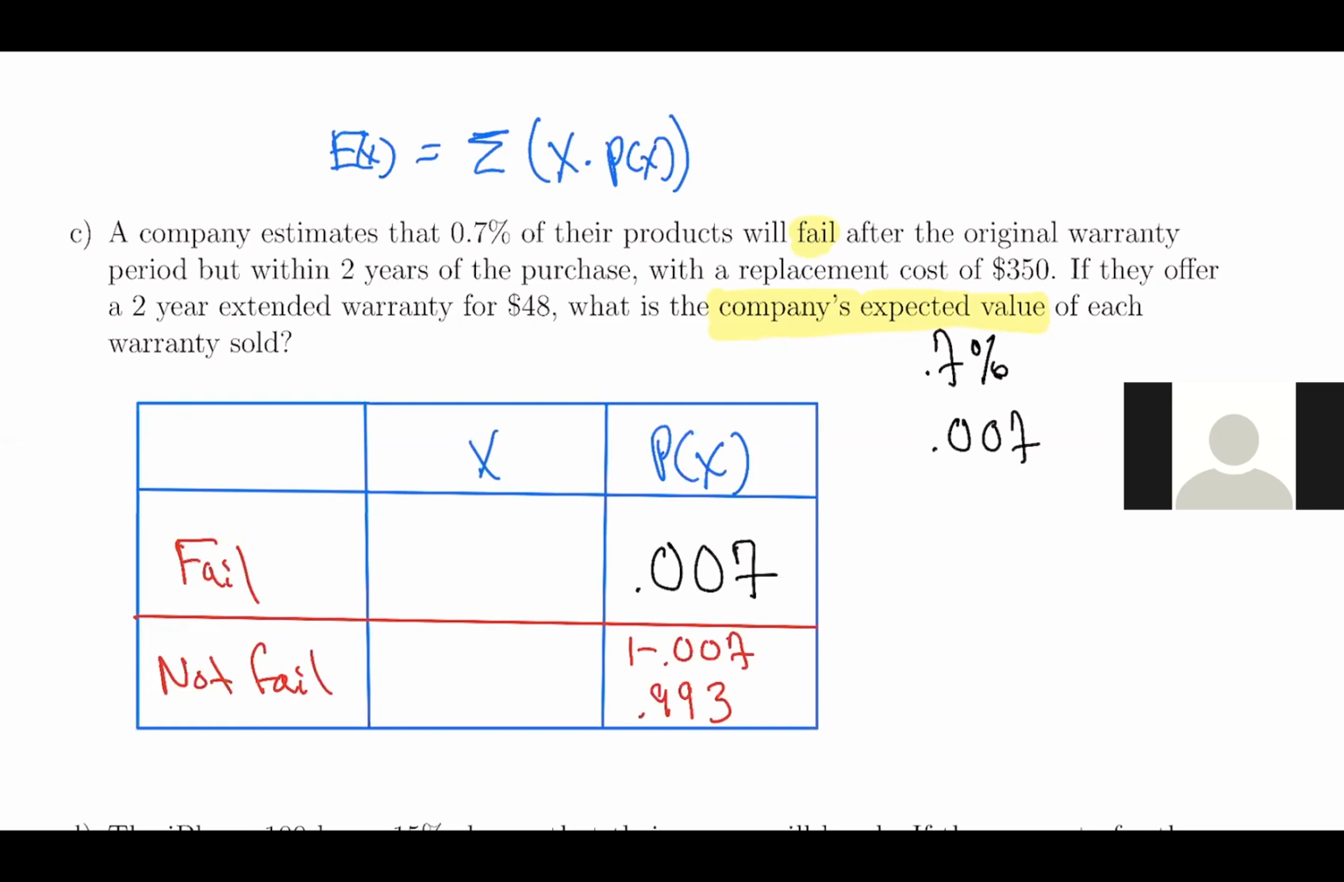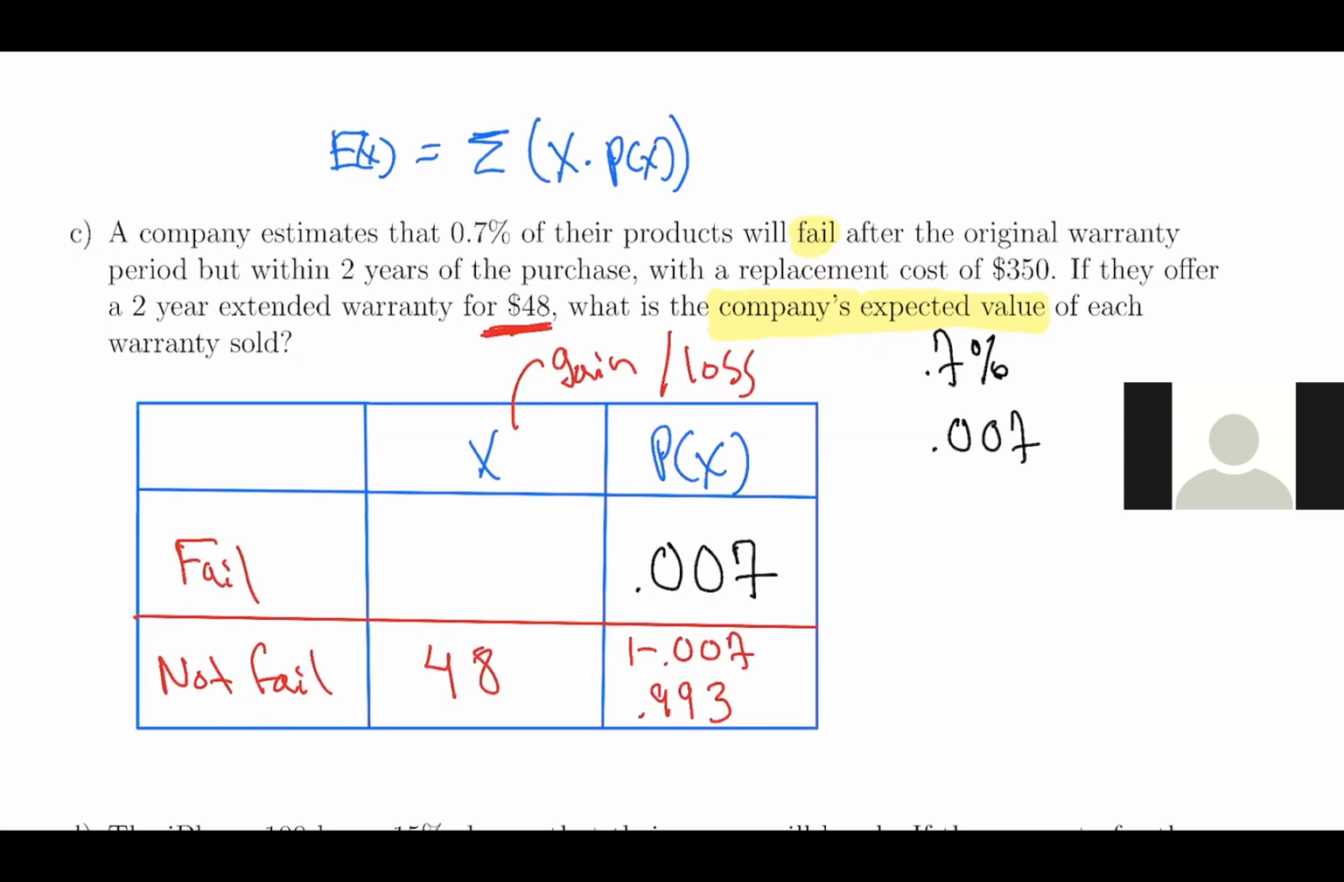Cool. Up next we're going to find x. So x is pretty much the gain or loss of the company. If the product doesn't fail, that means the company will get $48, because here's the $48. That's the cost of the warranty. So if the product doesn't fail, the company gets to keep the $48 and they don't have to replace the actual product. So they get a profit of $48.